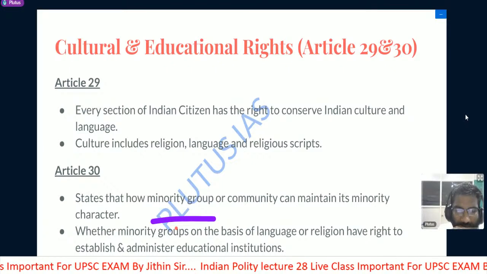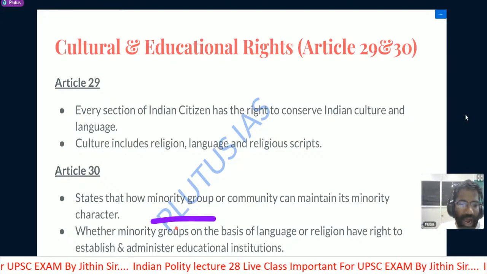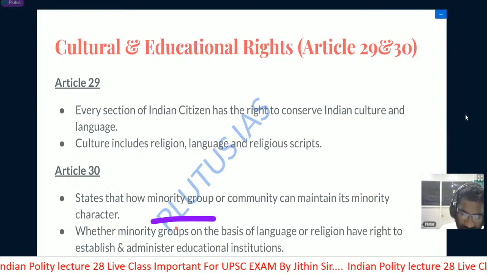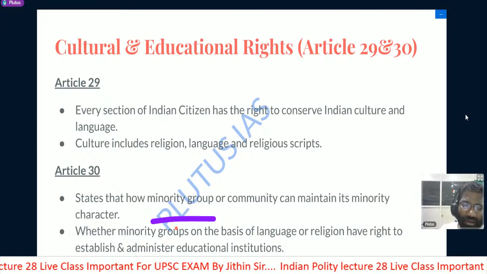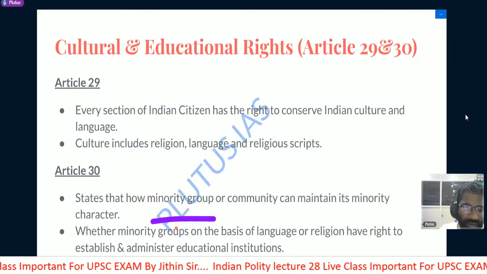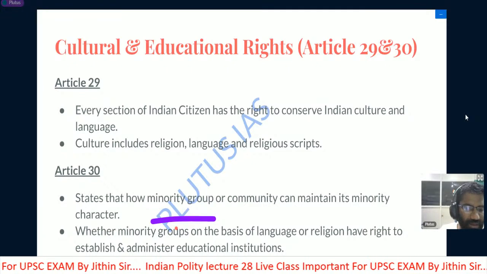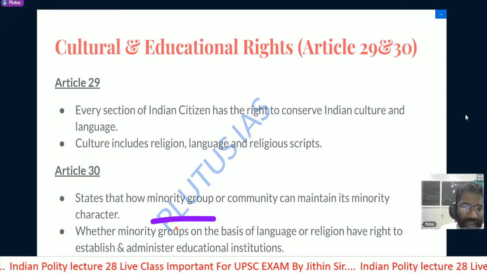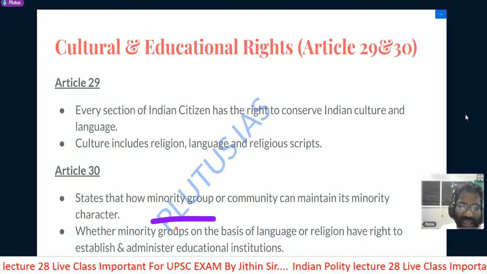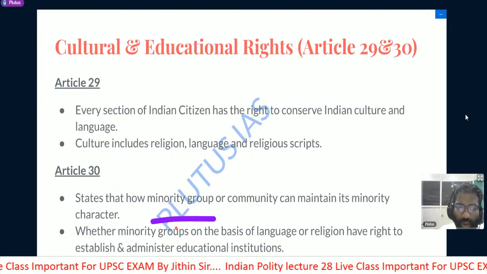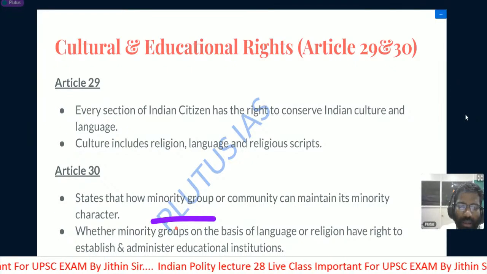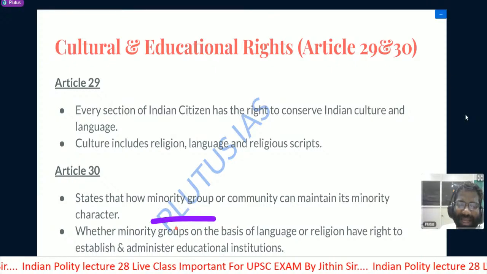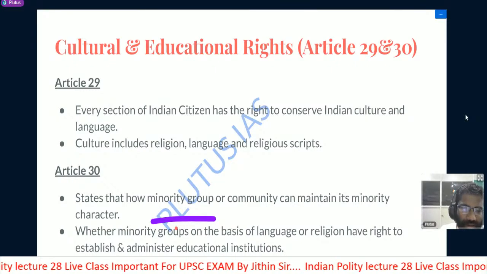Write down. Article 30 of the Indian Constitution says that every minority group can maintain its minority character.